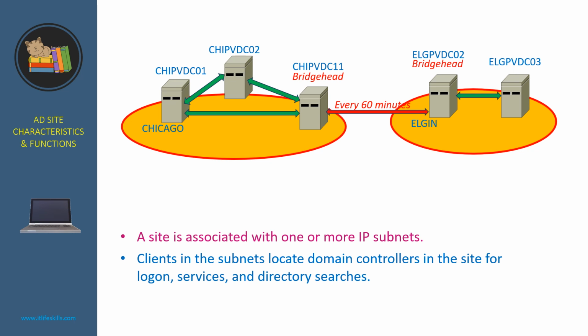A site is associated with one or more IP subnets. Clients in the subnets locate domain controllers in the site for log-on services and directory searches. For example, in Chicago site, we associated it with the subnets 10.0.0.0/23 and 10.172.0.0/23. And in Elgin site, we associated it with the subnet 10.20.0.0/23.